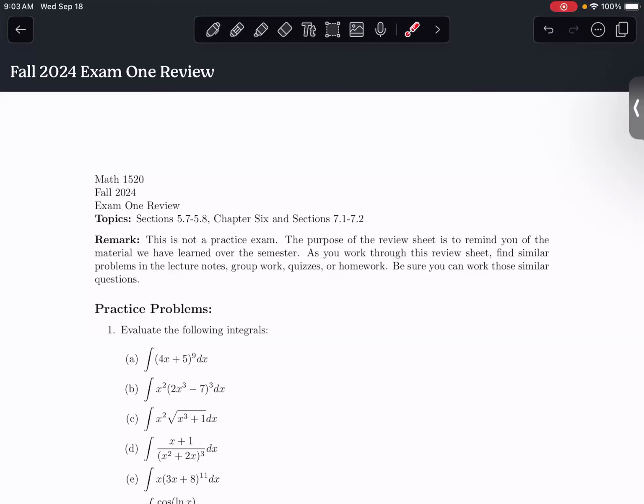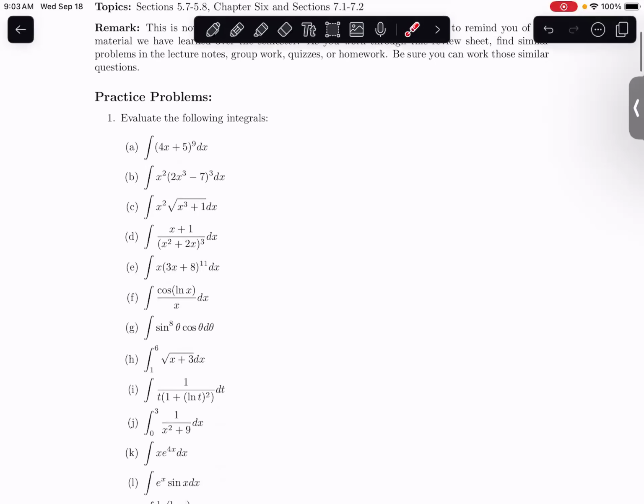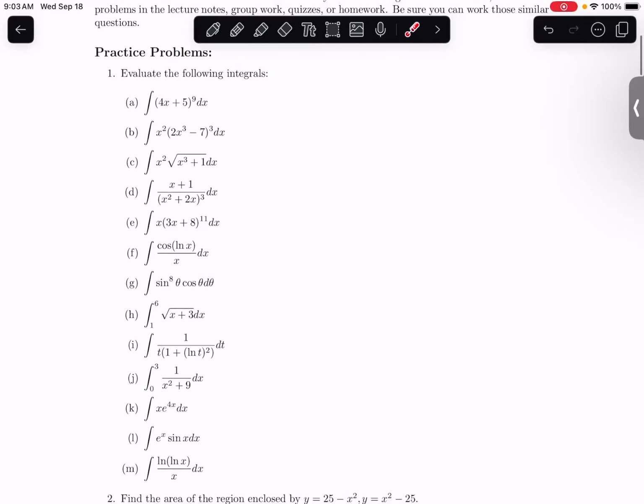11. Yeah, it sounds like a lot. I said this earlier, but it sounds like a lot, but 5 of them are just going to be evaluate the following integral. So those ones should go pretty quickly.